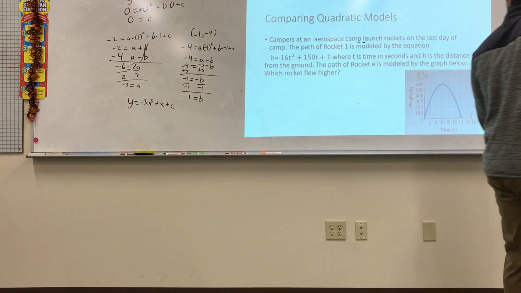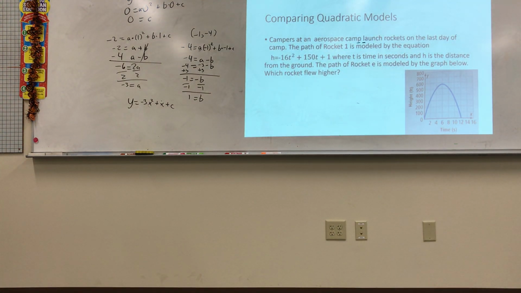Campers at Interscope Camp launch rockets on the last day of the camp. The path of rocket 1 is modeled by the equation h = -16t² + 150t + 1, where t is the time in seconds and h is the distance from the ground. The path of rocket 2 is modeled by the graph below.